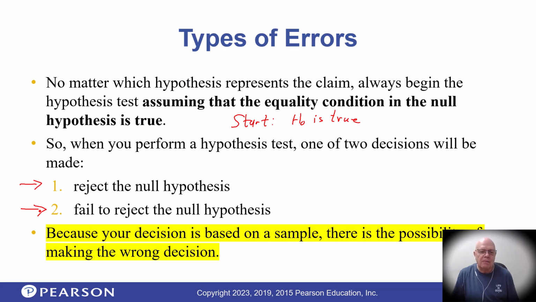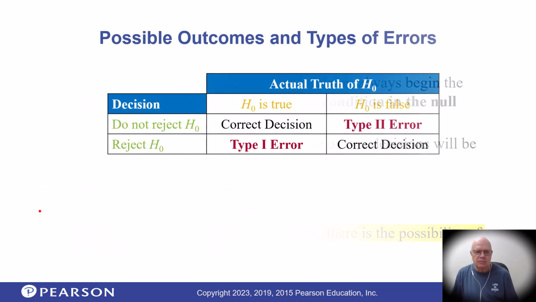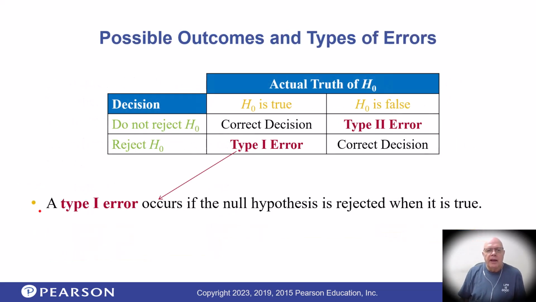Remembering also that because your statistics are based on a sample, you could make a mistake. But we're going to work with that as well. Here's a small table that gives you an idea of the kinds of errors you could have. The type 1 error, type 2 error. The way I keep it straight is this. So you start with a null hypothesis and you say, I think it's true.